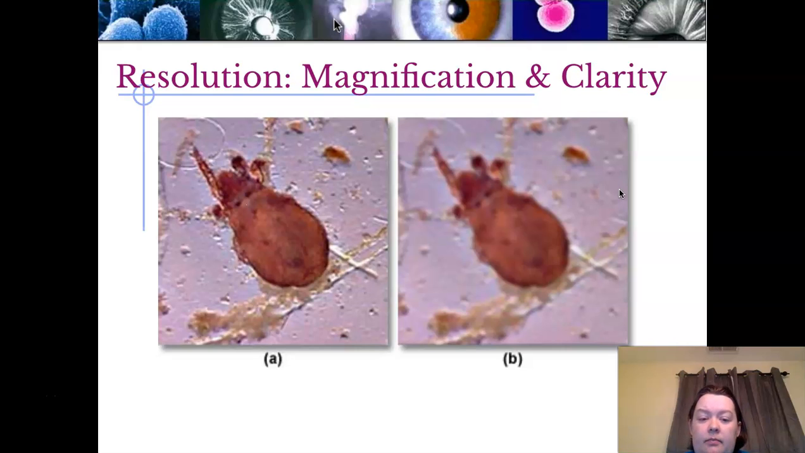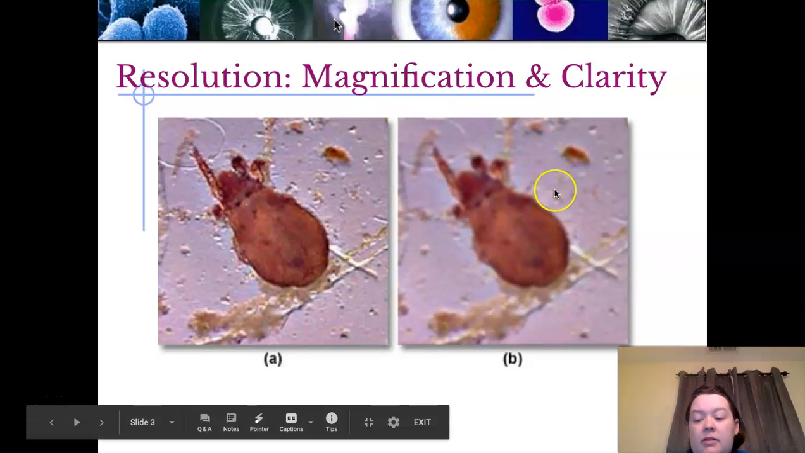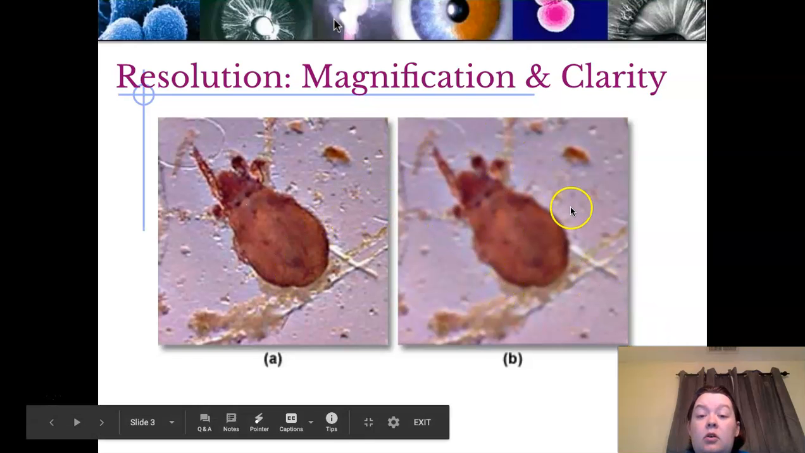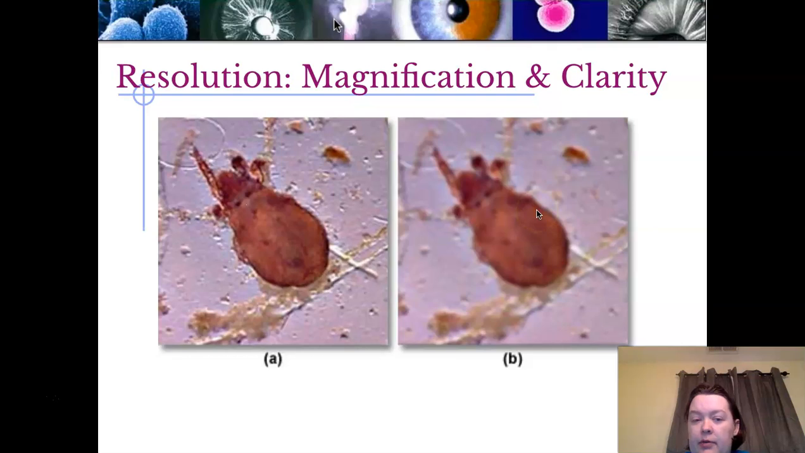So here's a look at magnification versus clarity. So here we go, resolution. They're both magnified the same, but the resolution on image A is much better because it is much more clear. Image B has a low resolution because it's not very clear at all. But they're both magnified the same, zoomed in the same amount. One has higher resolution because it's clear, and the other has lower resolution because it's not clear.